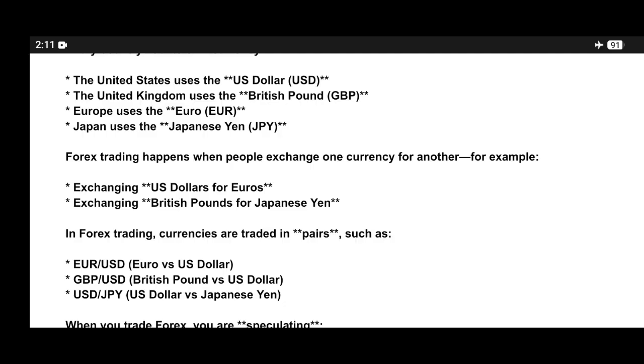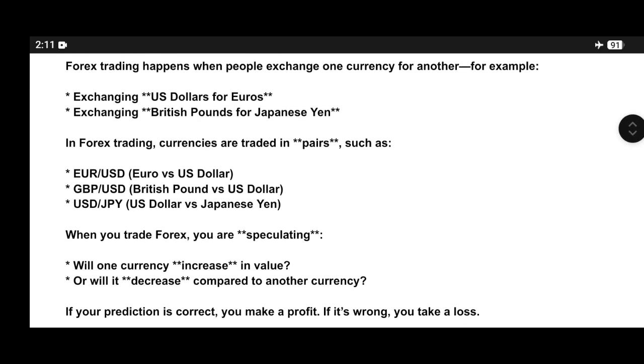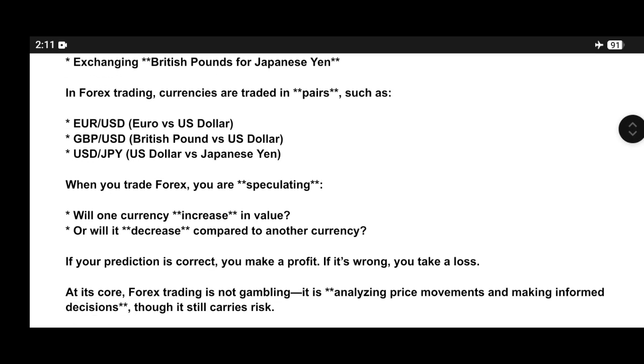In forex trading, currencies are traded in pairs, such as EUR/USD, or euro versus USD, GBP/USD, or British pound versus USD. Then you have USD/JPY, which is US dollar versus Japanese yen. In forex trading, currencies are traded in pairs. Understand this very well.